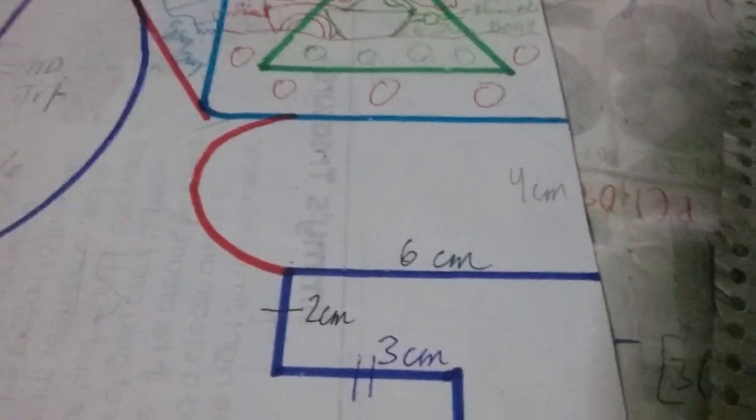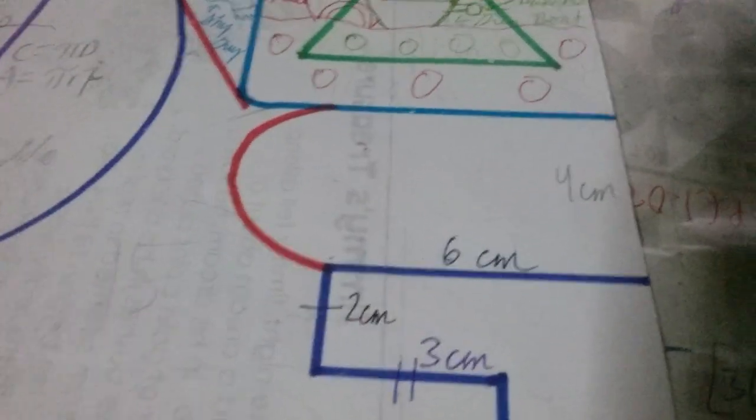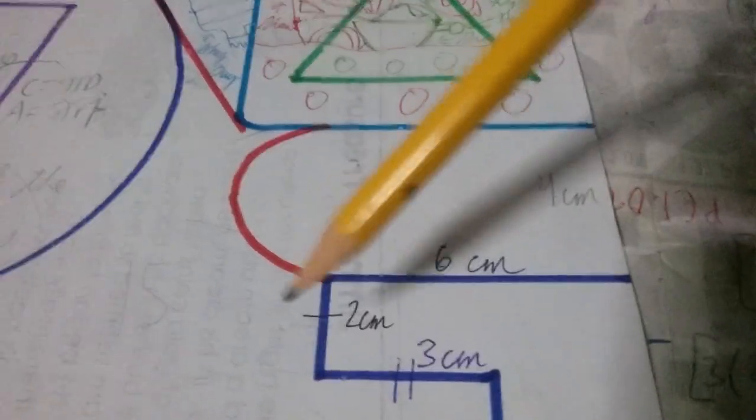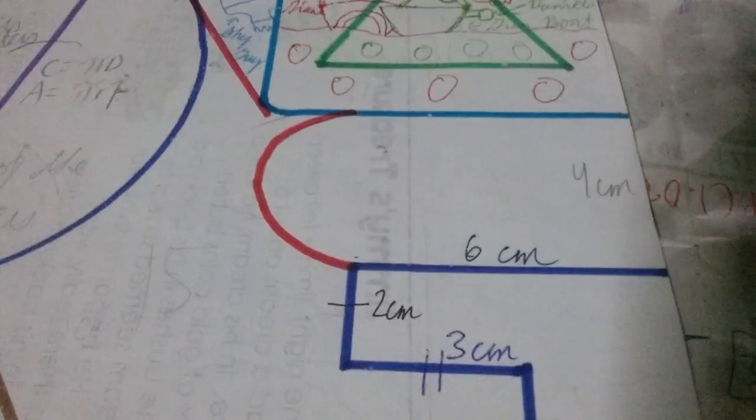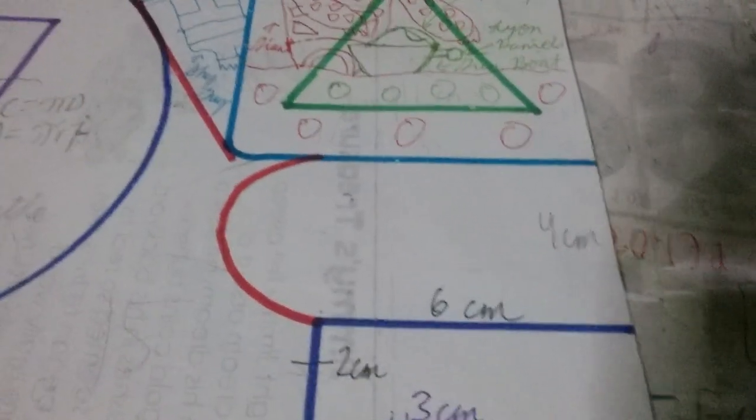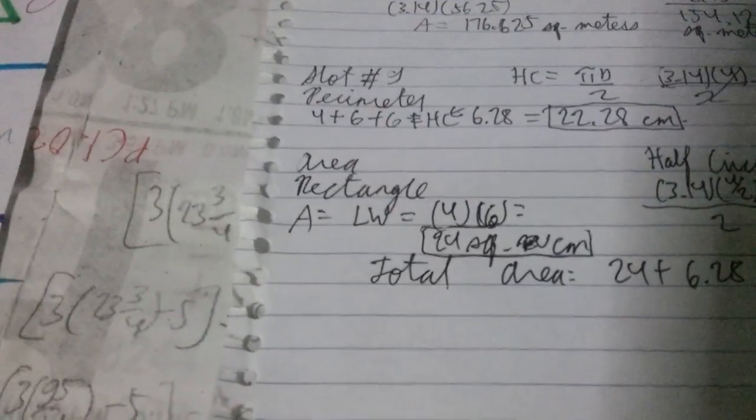For the area of this figure, we separate it into 2 parts. I like to plan it this way: I want to do the rectangle and the semicircle, and then at the end, merge them. The summation of both. So here's the formula, and here's the area of the rectangle.